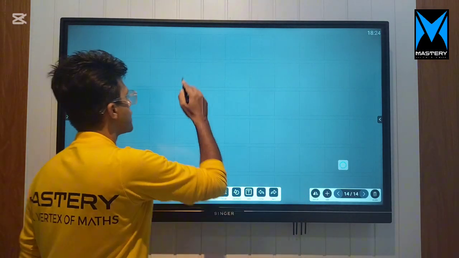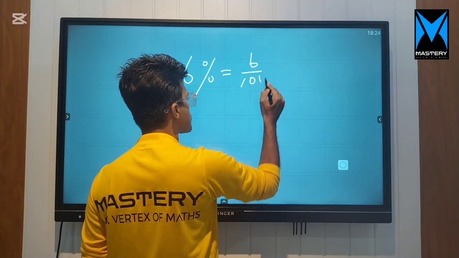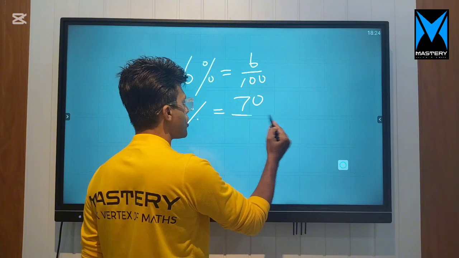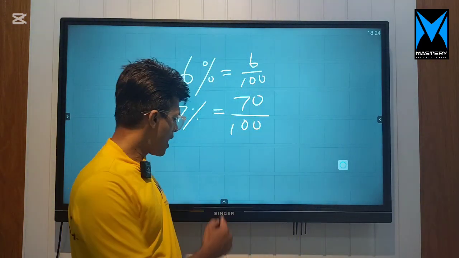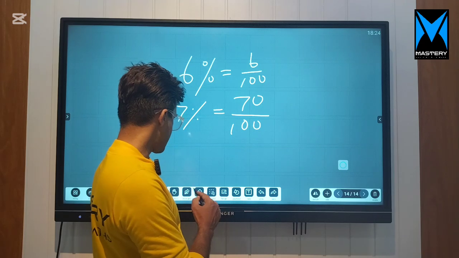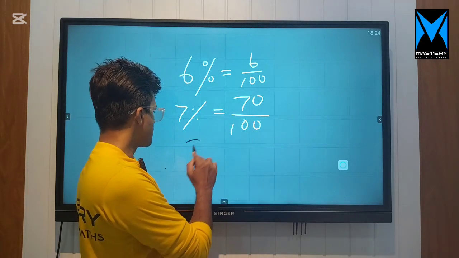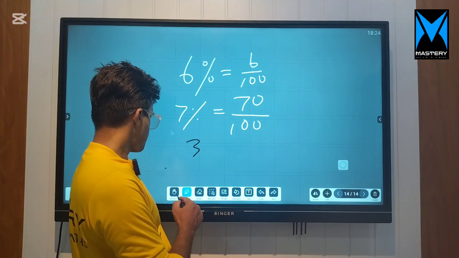Really, percentages: 6% means 6 over 100, so 7% means 7 over 100. Generally, we are able to write percentages as fractions. Okay, we are able to write percentages as fractions.